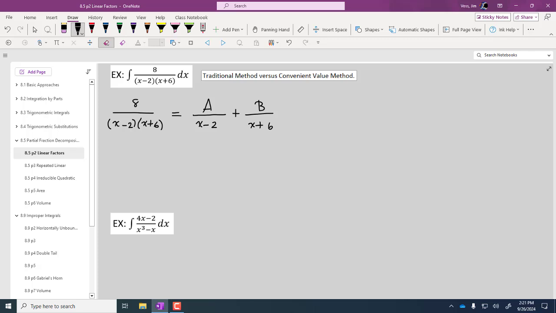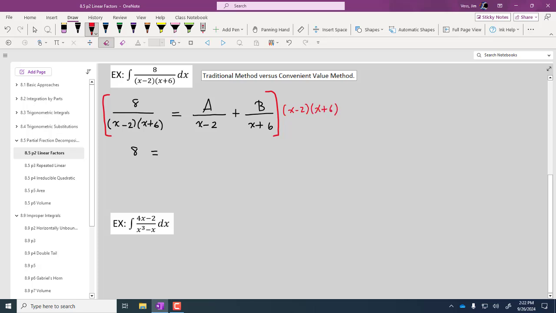Math. Math with x. So this is just an algebraic equation that we have to solve for A and B. So we're going to multiply both sides by the denominator on the left, clear out the fractions. So we're multiplying both sides by x minus 2 times x plus 6. So we're taking this entire equation and we're going to multiply by x minus 2 and x plus 6.